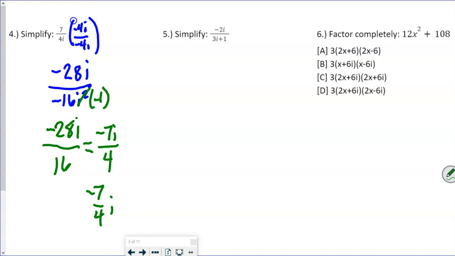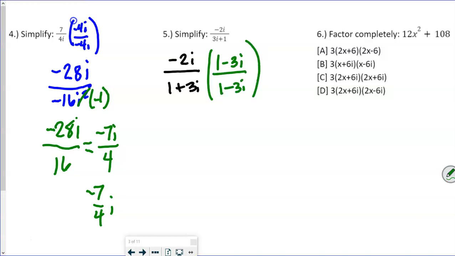So the next one, number 5. What do you guys notice about number 5? Yep, me too. I noticed that it's not in standard form. So I'm going to put it in standard form first, because that helps me remember that I need to multiply by the conjugate, which is always changing the sign of the imaginary part. It's going to be 1 minus 3i over 1 minus 3i, right?